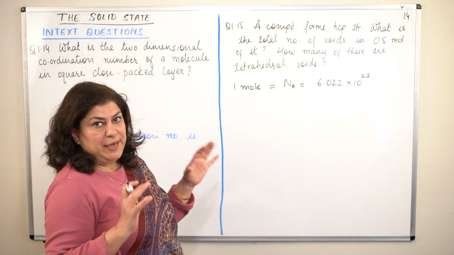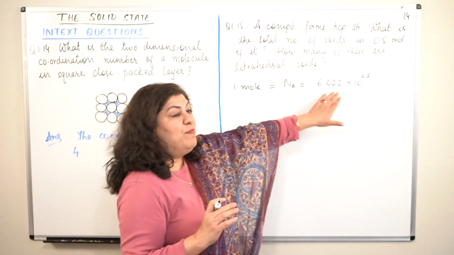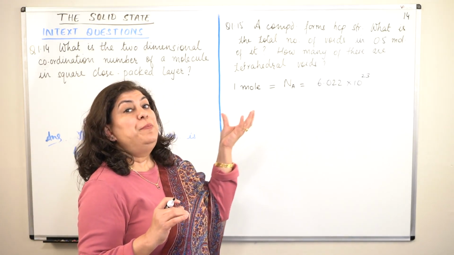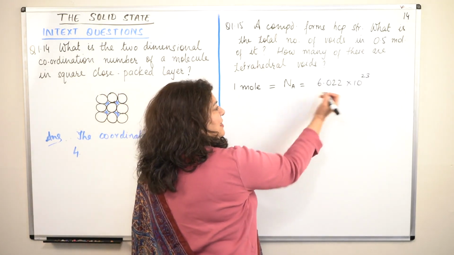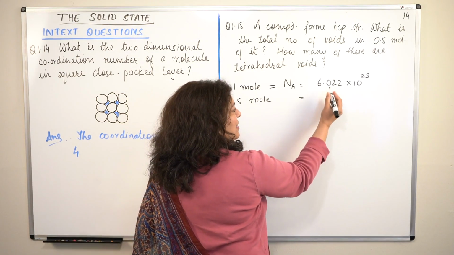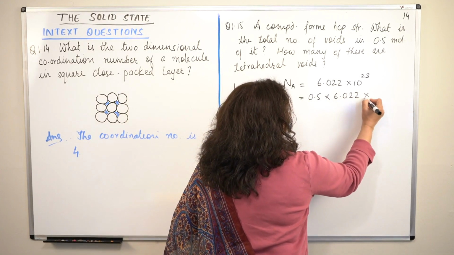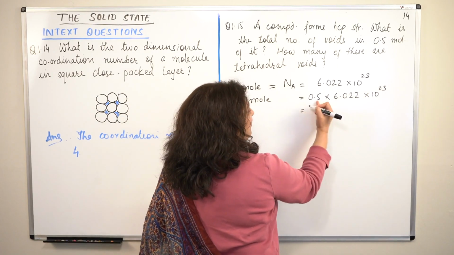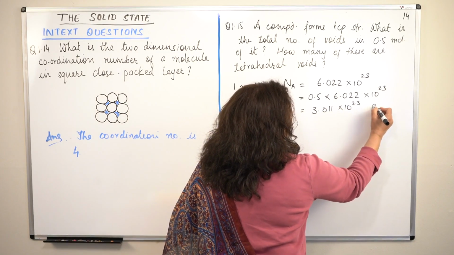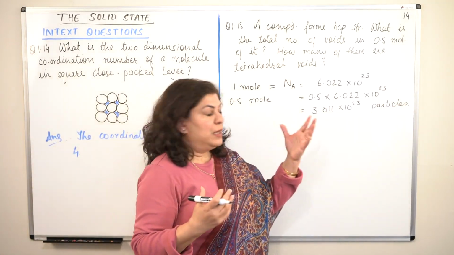So a compound forms an HCP structure. What is the total number of voids in 0.5 mole? 1 mole would be this. Then what would 0.5 mole of the substance, how many particles would it have? If 1 mole of substance has these many particles, 0.5 mole will have 0.5 of this, which means it is half of this. 0.5 into 6.022 into 10 to the power 23, which will be half of this, which is 3.011 into 10 to the power 23 particles. Okay, the particles could be atoms, they could be molecules, they could be ions.